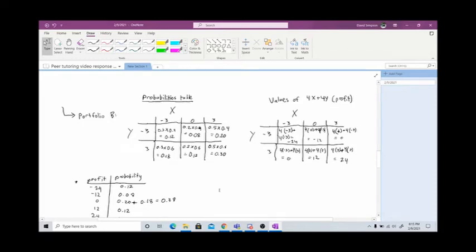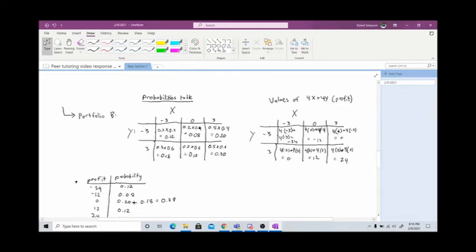And then for each combination of x and y, I found the probability because these are going to be independent events. For example, the probability of x being -3 and y being -3, since they're independent of each other, you multiply the probability of each to get the overall case. So 0.3 times 0.4 gives you the probability of x being -3 and y also being -3 at the same time. Gives you 0.12.